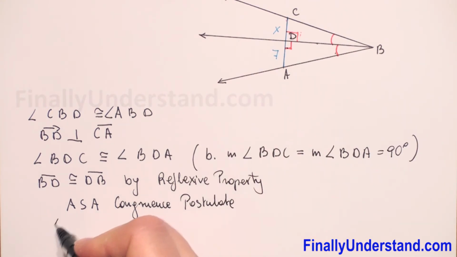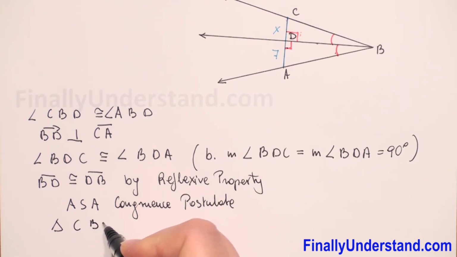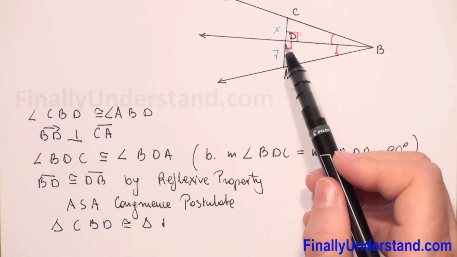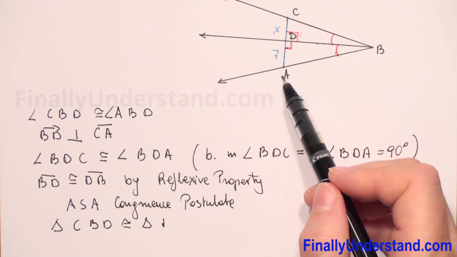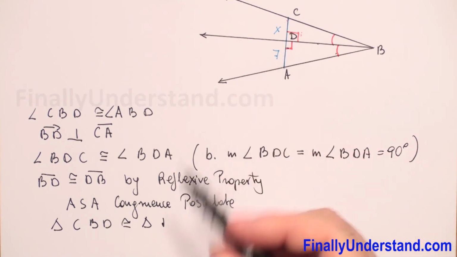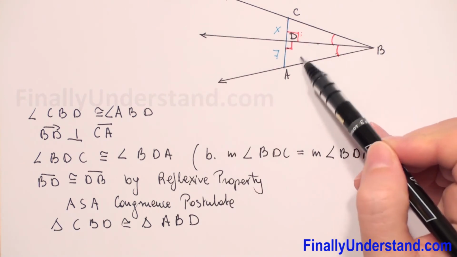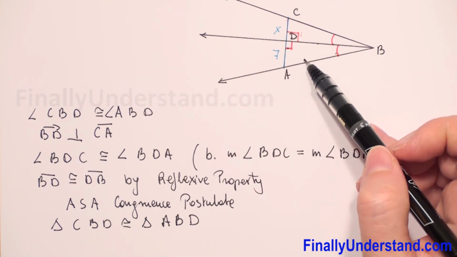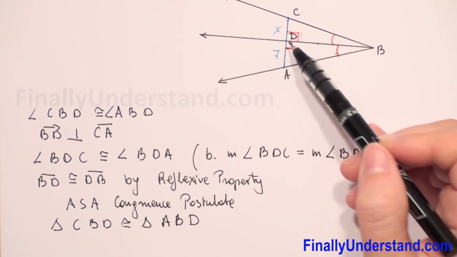And we have that triangle CBD is congruent to triangle ABD. If these two triangles are congruent, it means that corresponding parts of congruent triangles are congruent. It means that segment CD is equal to AC.